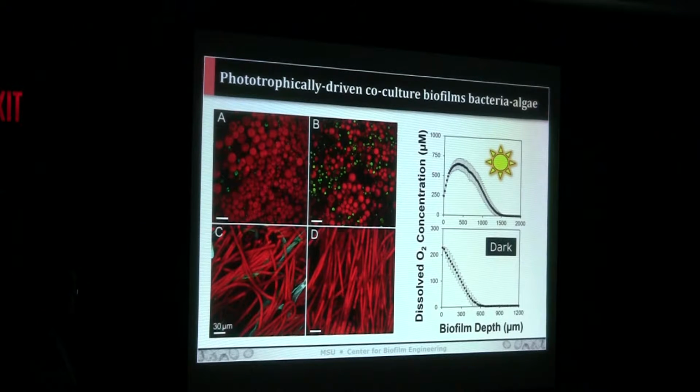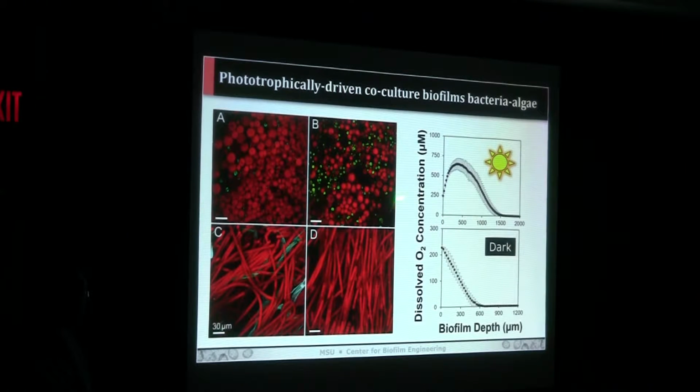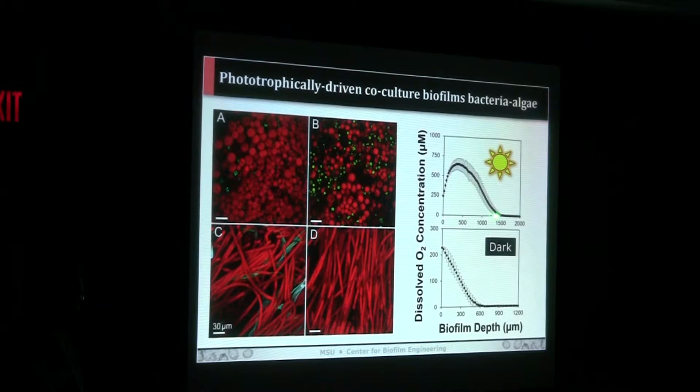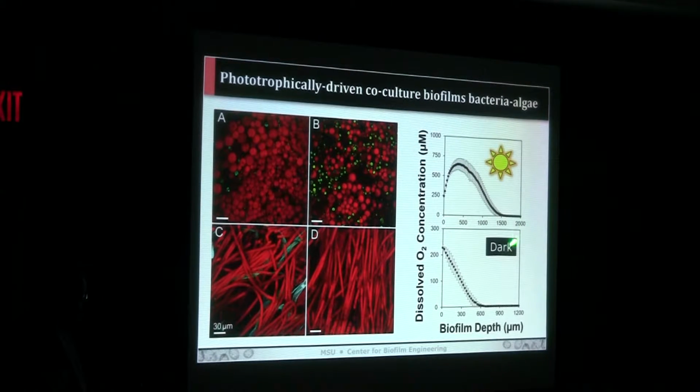And then we use these biofilms to study oxygen consumption and production rates. So in the light, you can see, based on atmospheric pressure, the solubility of oxygen is about 250 micromoles. You can see inside the biofilm, you accumulate oxygen, which then drops with the depth into the biofilm due to consumption, due to heterotrophs.